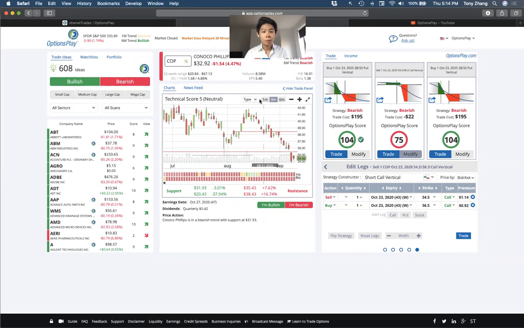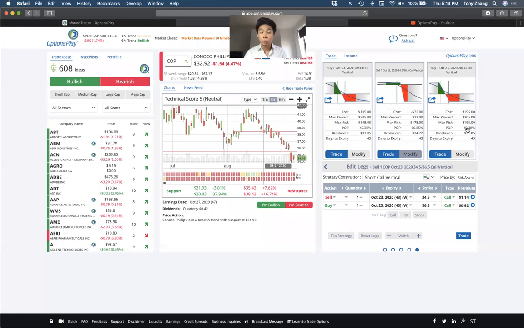Do we need to worry about assignments? When you're trading debit spreads like these, your risk of assignment is pretty low. And even when you get assigned, you can always exercise the long leg to satisfy the assignment on the short leg. So generally speaking, with debit spreads, that is not something you need to worry about.